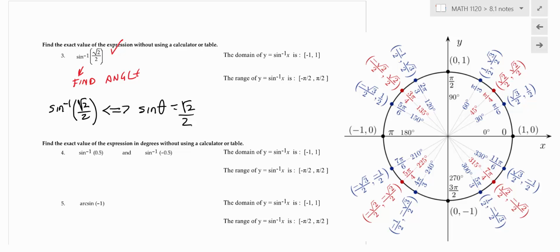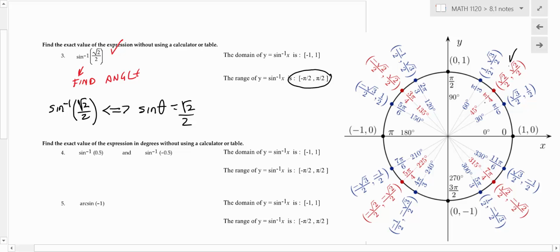Now there's only one answer to this problem because it's a function. So what you do is you have to pay attention to this range. Basically the two places where the sine takes on this value are pi over 4 and 3 pi over 4, but that's not the answer because it's not in that range. Your answer has to be between negative pi over 2 and pi over 2. So the answer to the problem is pi over 4. That's it. Okay, so I'm doing that backwards.